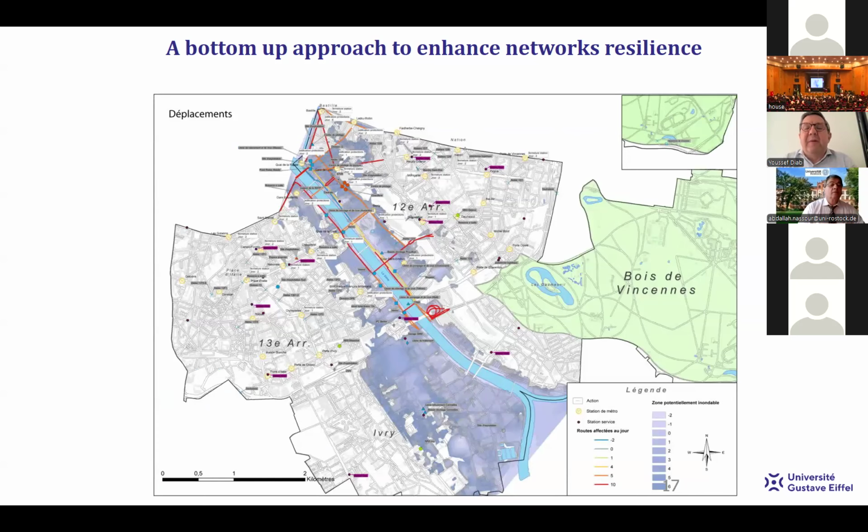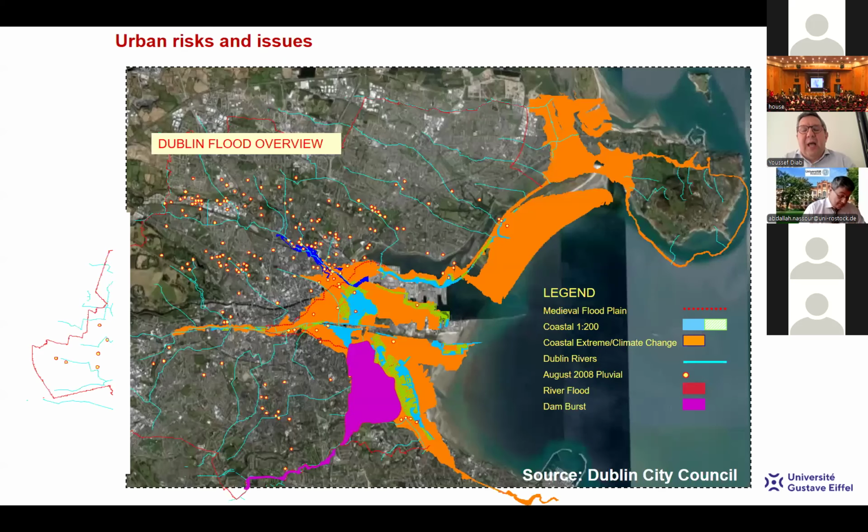And we did the same project for Dublin, in a European project, and we were able to identify many hazards. For example, with a dam burst, what is going to happen? How are we going to estimate the damages, etc.?